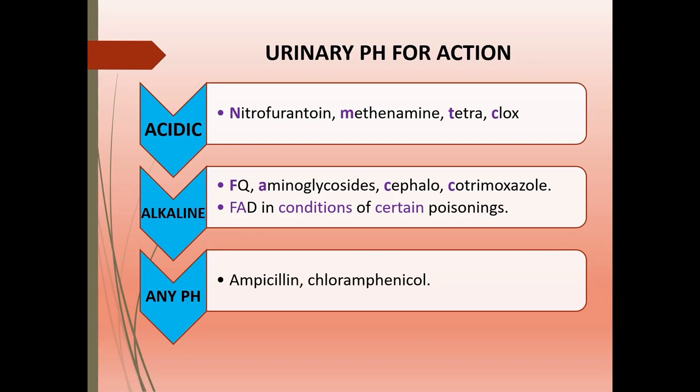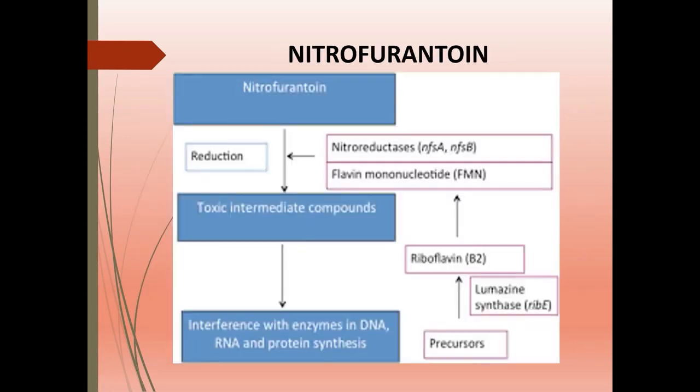And alkaline pH we can remember as forced alkaline diuresis, which is needed in certain poisonings. So F stands for fluoroquinolones, A stands for aminoglycosides, C stands for cephalosporins and another C stands for cotrimoxazole. Forced alkaline diuresis in certain poisonings, so they need an alkaline pH. pH is immaterial in case of drugs like ampicillin and chloramphenicol. Chloramphenicol is not used because of its side effects like bone marrow suppression. It can be used in selected cases of pyelonephritis not responding to other drugs.